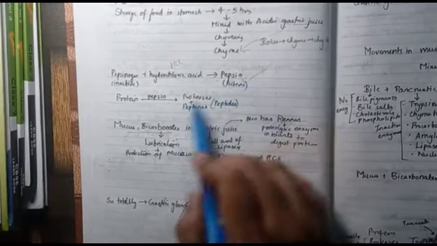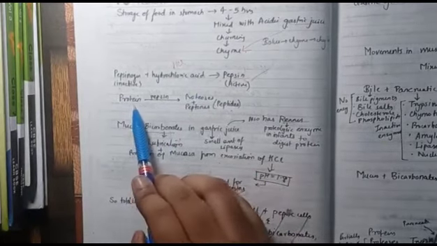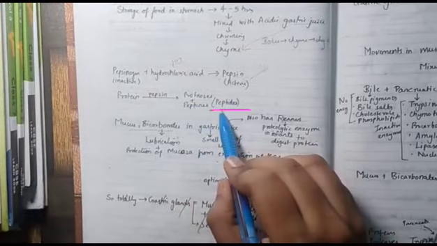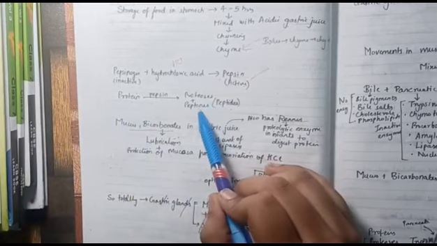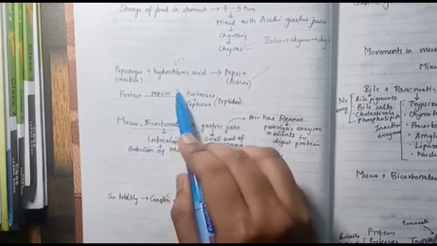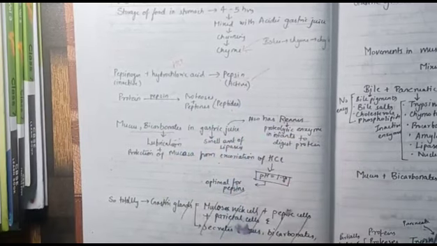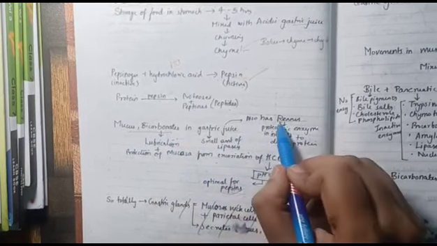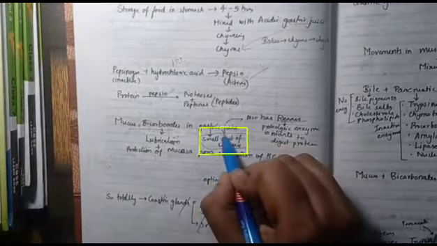Now what does this pepsin do? Pepsin will make the protein become proteoses plus peptones, that is peptides, together called peptides. So protein becomes proteoses plus peptones in the presence of pepsin. Pepsin is the active form of pepsinogen. Now we also have mucus, bicarbonates, and then renin. These three are present in gastric juice, and it also contains a small amount of lipases.